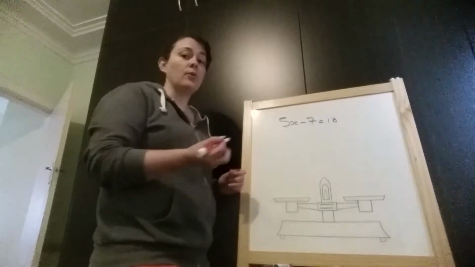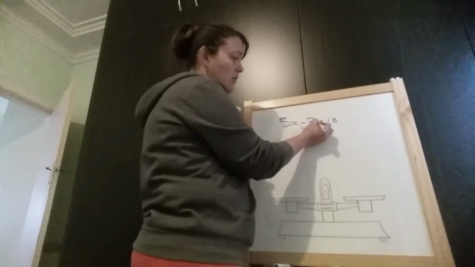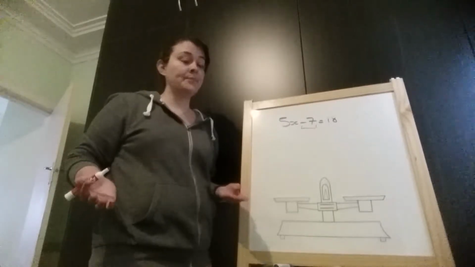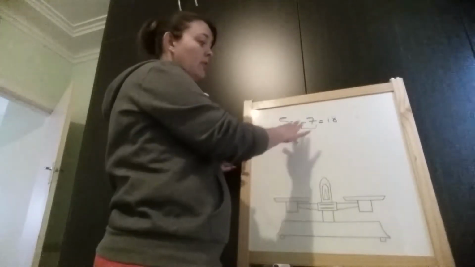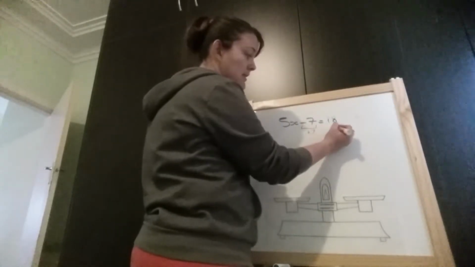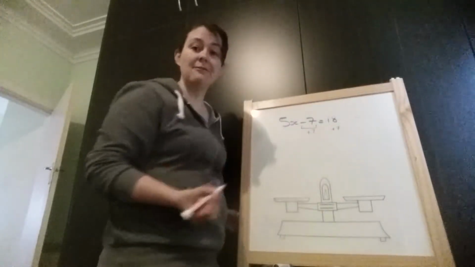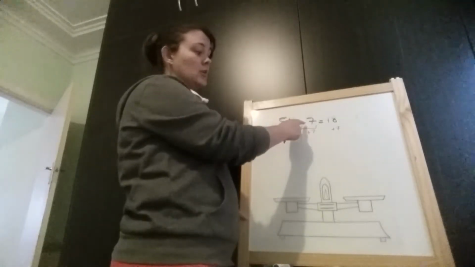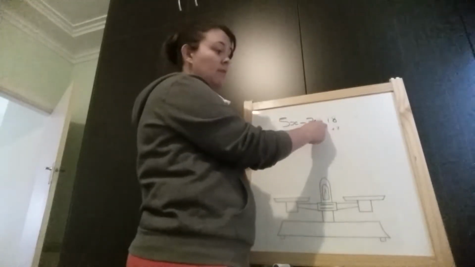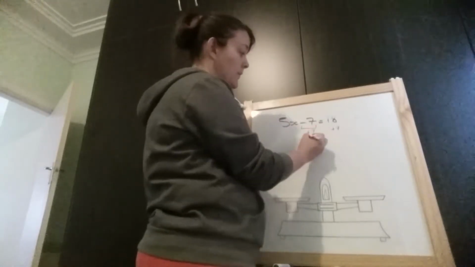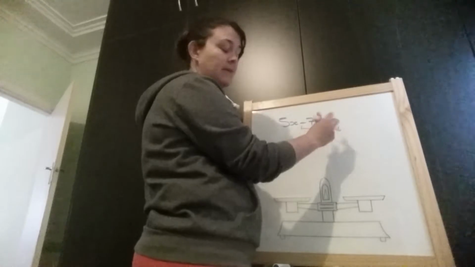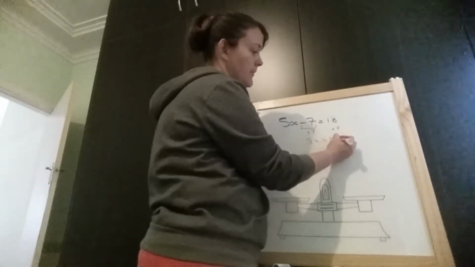So what's the first step that we need to do? We need to remove the negative 7 so we can have our x all by itself, because we want to change whatever operation we have over here, by doing the inverse operation. So because you've got a negative 7, we want to add 7 to get rid of that. And over here, we're going to add 7 as well. So we'll have 5x equals 18 plus 7 gives us 25.